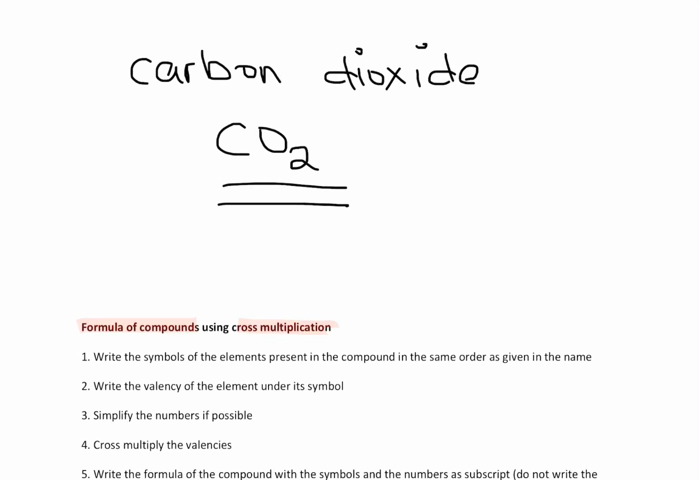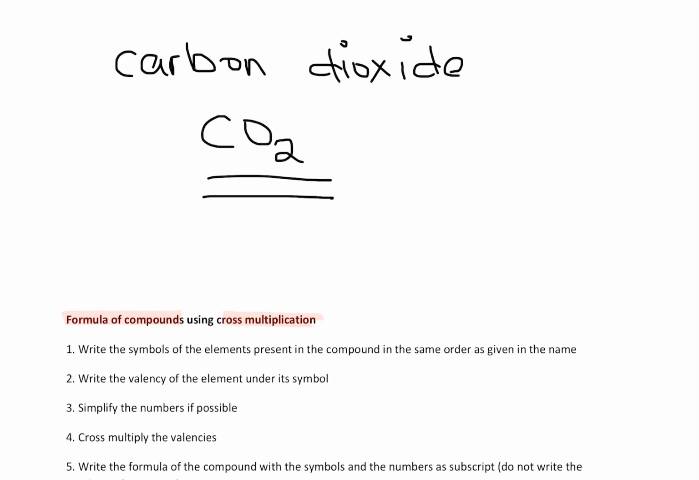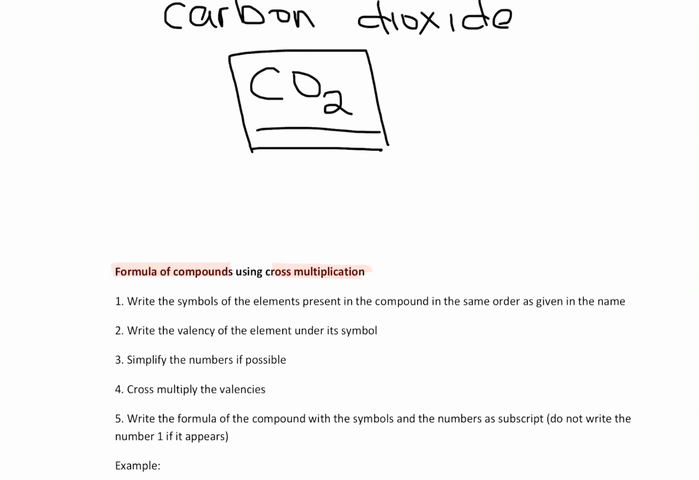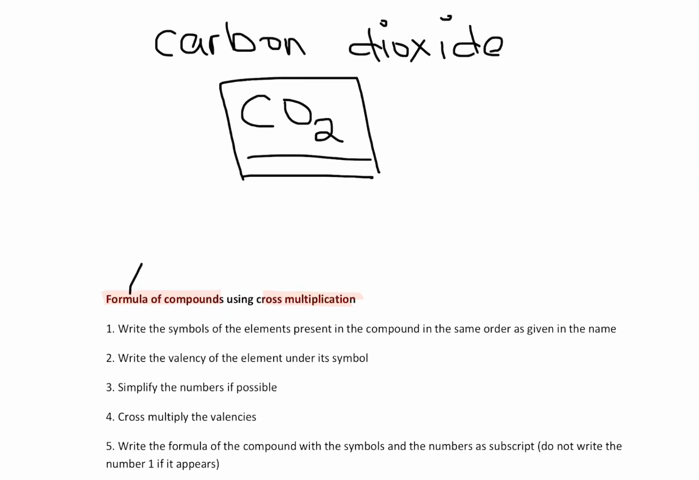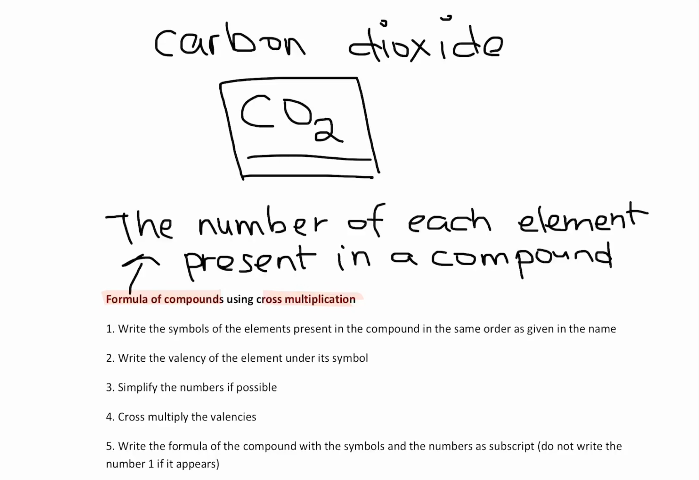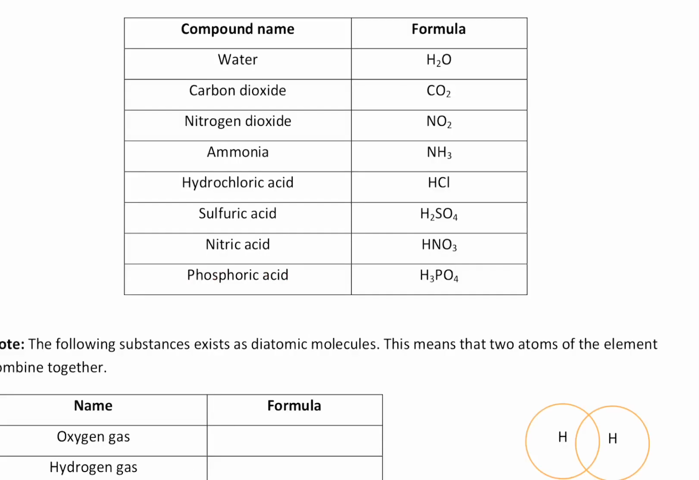So there is a way to find the symbol of the formula actually of any compound. This is called a chemical formula. So a chemical formula shows how many of each element you have in a compound. These are examples of chemical formula. So water, H2O, carbon dioxide, CO2, nitrogen dioxide, NO2, ammonia, NH3. These are all examples of chemical formula.